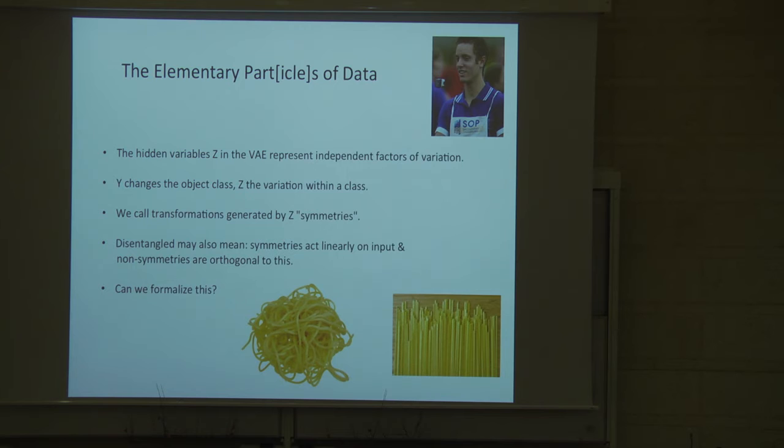Right? So if you keep Y fixed, your object class, and you change Z, it's like the way you write a digit, but it doesn't change the actual digit. And so we can think of Z as a symmetry transformation, a transformation that will keep the class invariant, but will change the way it's perceived or written. And symmetry transformations, I think, are very interesting. They underlie a lot of the great theories of physics that we have. Clearly in the standard model, the elementary particles are all organized by these symmetry groups. They're all representations of these symmetry groups.